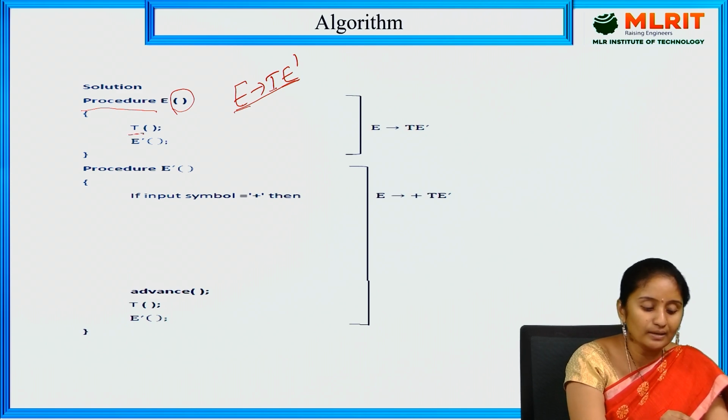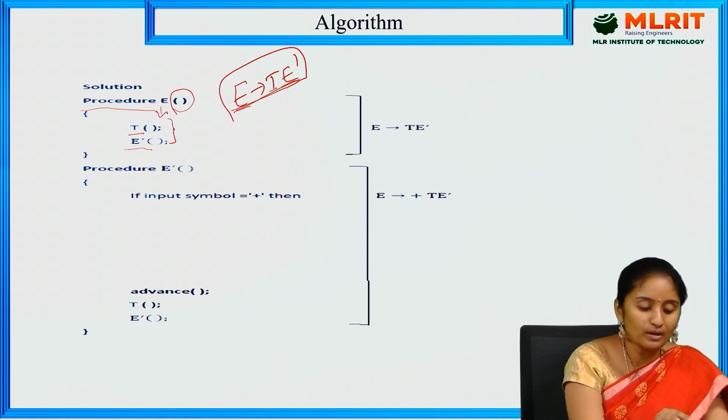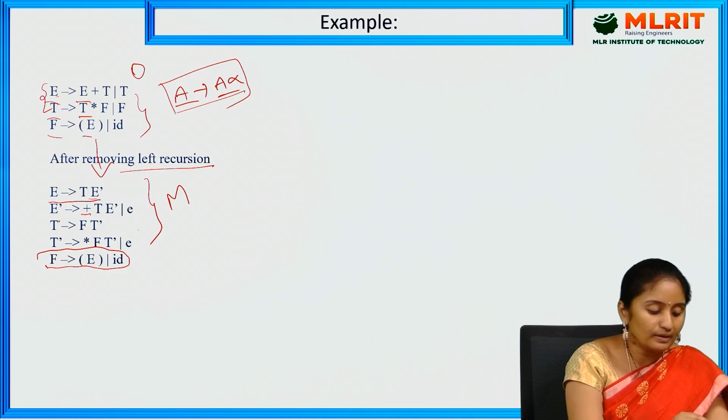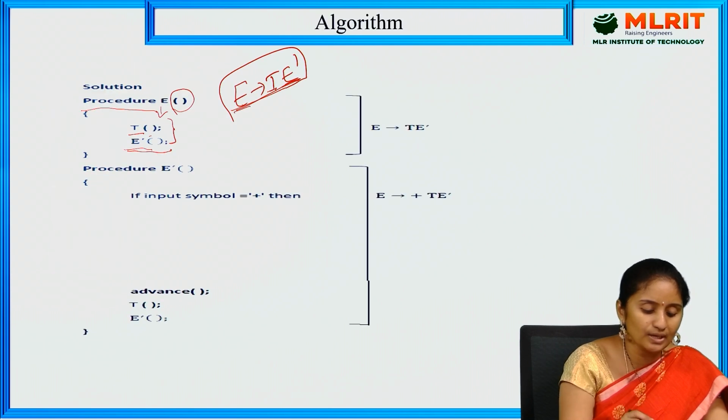See, I found one non-terminal T and the other one E dash, and I have written those two in a single procedure. Why? Because it is pointing to a single production. E is a non-terminal, so we are going to call it as a function. E dash is also a non-terminal, so we are going to write it as a function. Then semicolon. Next one is E dash produces plus T E dash or epsilon.